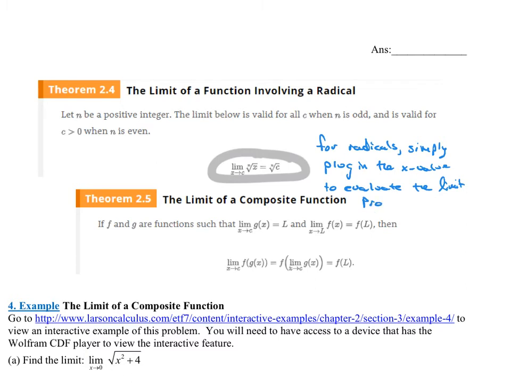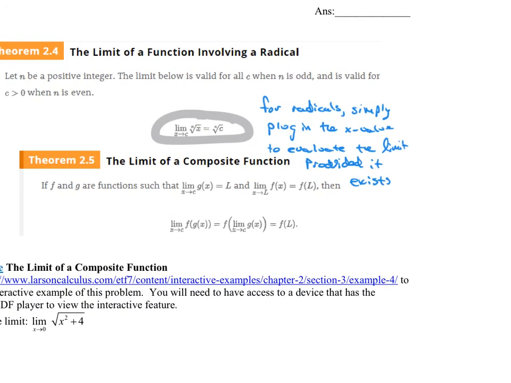Provided it exists. So again, when I'm saying provided it exists, I mean no square roots of negative 4 type thing going on there, okay? Theorem 2.5 is a nice one as well.